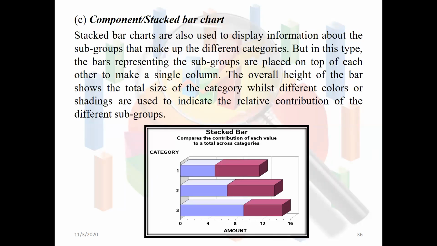Component stacked bar chart. Stacked bar charts are used to display information about the subgroups that make up the different categories. But in this type, the bars representing the subgroups are placed on top of each other to make a single column. The overall height of the bar shows the total size of the category, whilst different colors or shadings are used to indicate the relative contribution of the different subgroups.